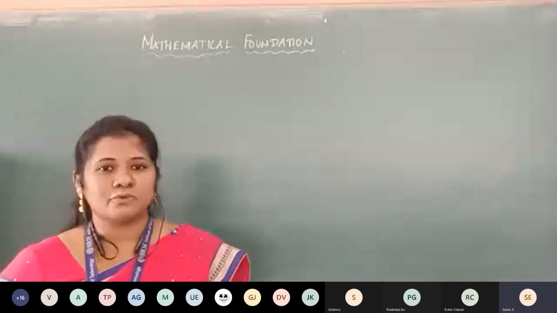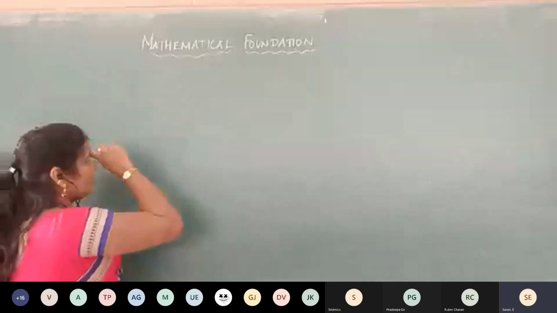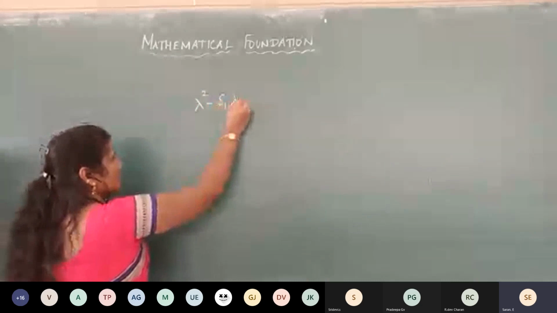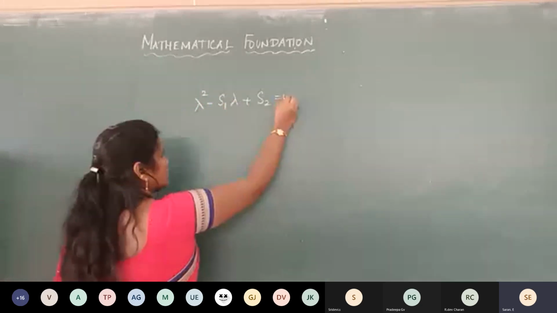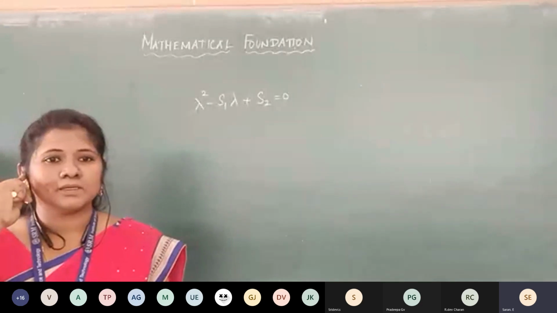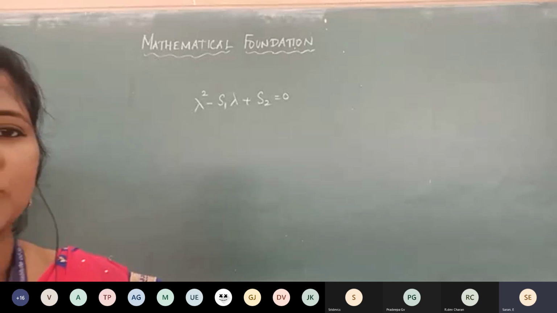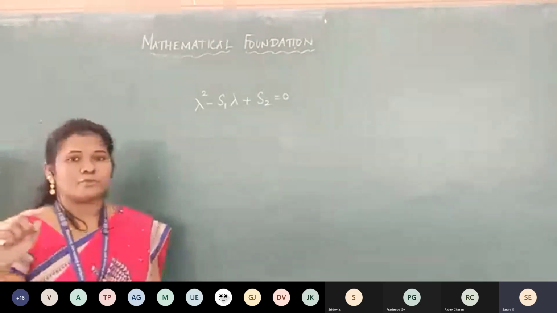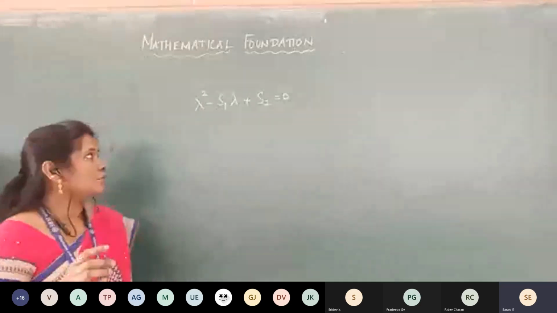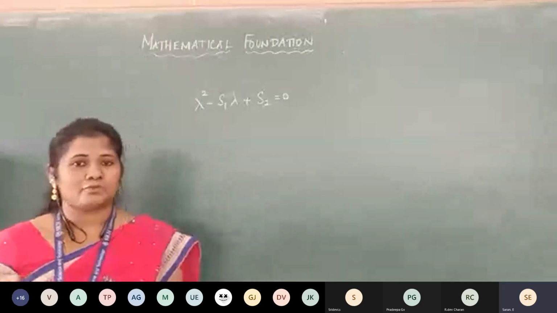Your characteristic equation for a 2 cross 2, what is your formula? It will be lambda square minus S1 lambda plus S2 equal to 0. This is for a 2 cross 2 matrix. So for a 2 cross 2, this will be your formula, where your S1 is equal to the sum of the main diagonal elements and S2 is the determinant of it.